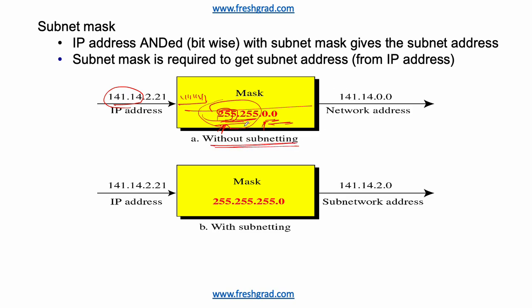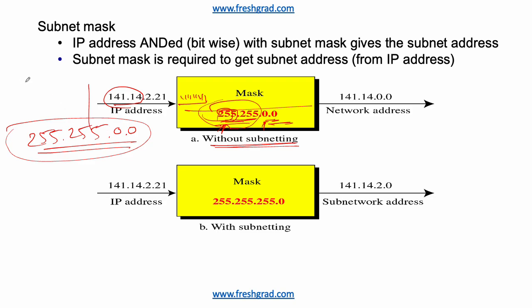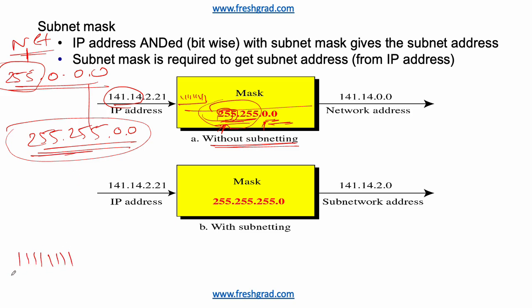So this is without subnetting. Without subnetting, for class B, this is the default subnet mask. For class A, the default is 255.0.0.0. Why? Because in class A, you can have only the first digit as the network ID. So for the network ID, you convert everything into ones. And if it's class C, your subnet mask would be 255.255.255.0. These are the default subnet masks.